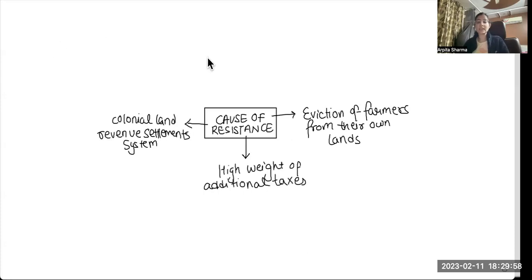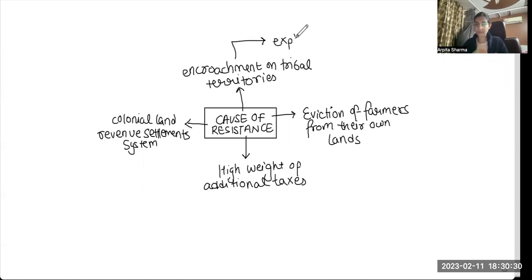We saw that in the zamindari system, right? If you remember, if you have revised the class. Next cause would be encroachment on the tribal territories. Encroachment means when you are illegally trying to snatch away or be present on somebody else's land. Encroachment on tribal territories. And another important point over here would be exploitation.